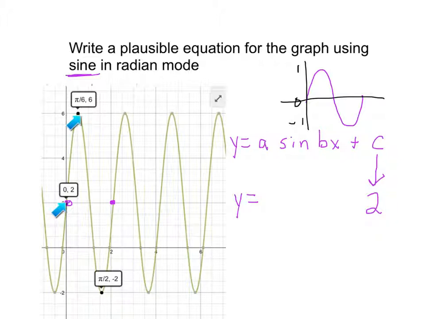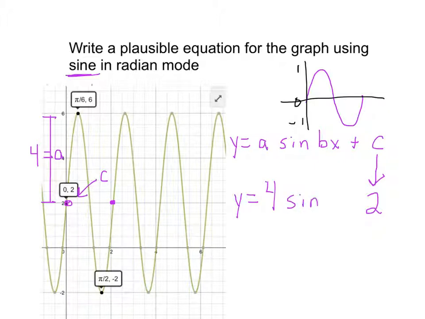It goes from 2 to 6, so your amplitude is actually 4. It goes up 4, and it goes from 2 downward to -2, which is also 4. So that is going to be 4. And what does that affect? A. So we have 4 there. Here's our amplitude, that's 4. That equals A. This right here, your starting point, that equals C. So now we have 4 sine.